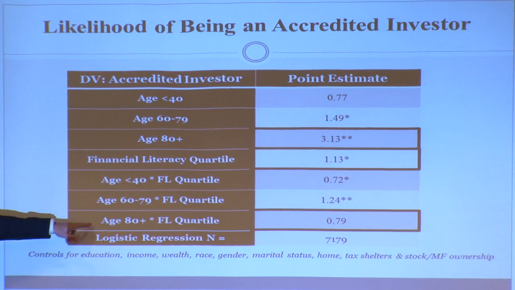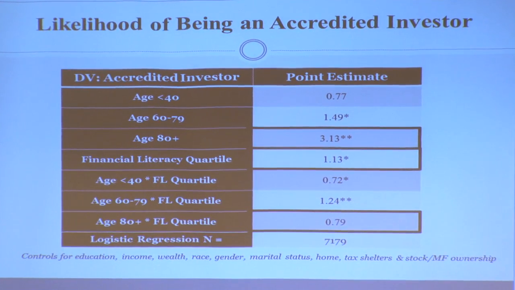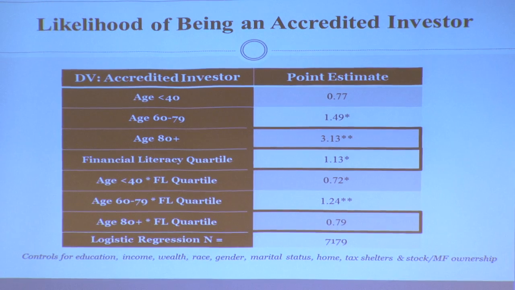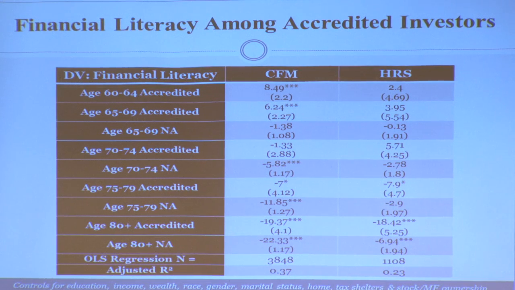But we see that within this group, there is no marginal increase in the likelihood of being an accredited investor among those who are 80 or above who have higher financial literacy. So those who are more financially literate are actually not more likely to be an accredited investor. And that's also the case for those under 40. For example, they have a low net worth and they haven't accumulated, they may have a lot of human capital, but they're less likely to be an accredited investor.